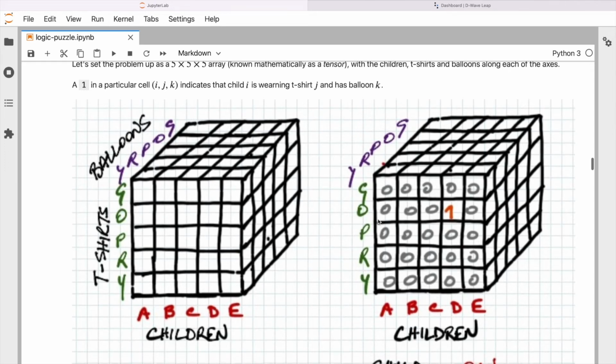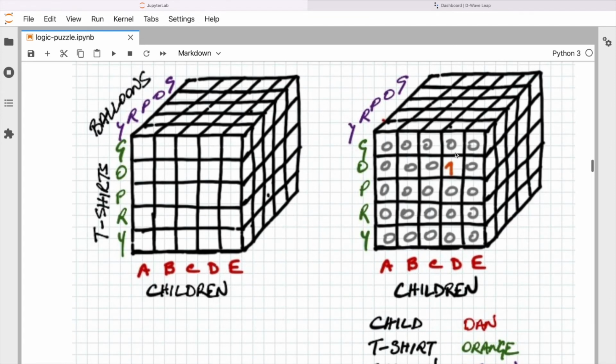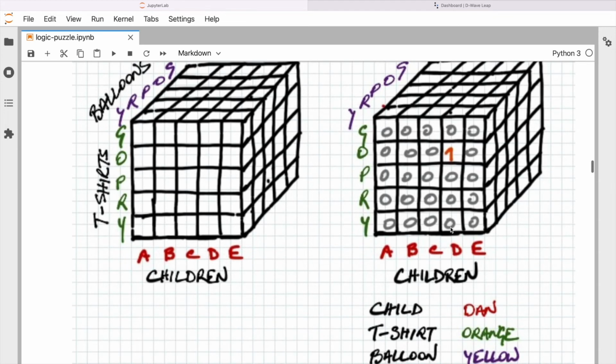And then if we look at the right here, we can see that we have a particular assignment. We've put a 1 in this entry in the array and zeros everywhere else. So the 1 tells us that in this particular assignment, child Dan has the orange t-shirt and the yellow balloon. Now, we don't know yet whether that's a valid assignment, whether that will help us to solve the problem, but that's at least how to interpret how we're going to represent potential solutions or candidate solutions.